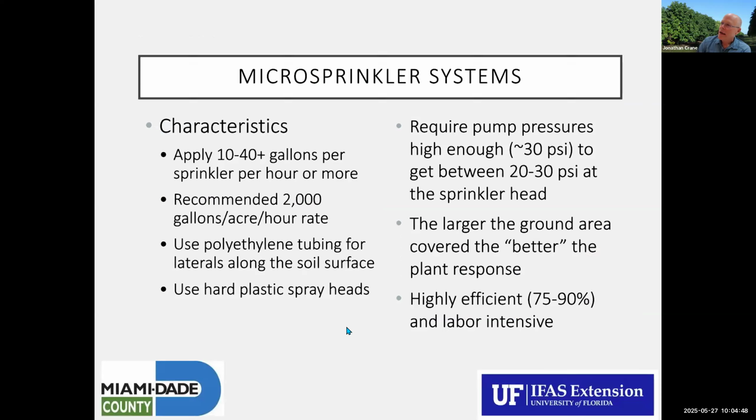So the micro sprinklers, low volume, would be somewhere between 10 and 20 gallons per sprinkler per hour, but you can find and also have installed systems that put in 40 gallons per sprinkler per hour or more. The advantage of using the higher volumes is that not only can it be used for irrigation, but it can be used potentially for some cold protection. As you know, they're polyethylene tubing with hard plastic spray heads. They require smaller pumps than the high volume systems I mentioned earlier.